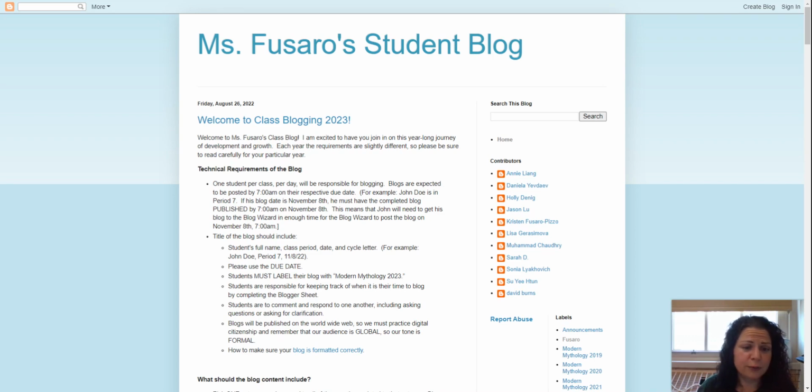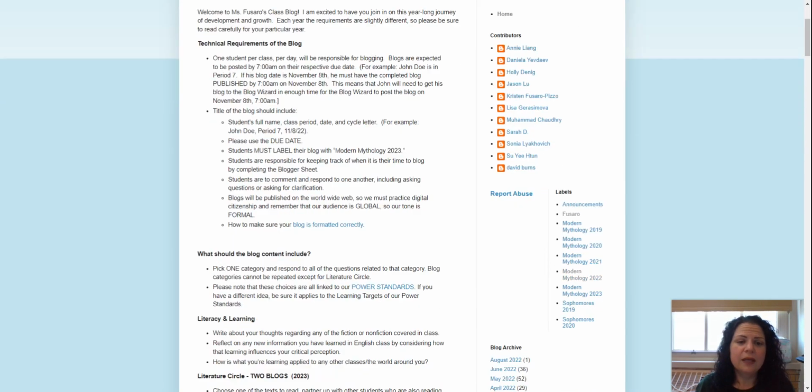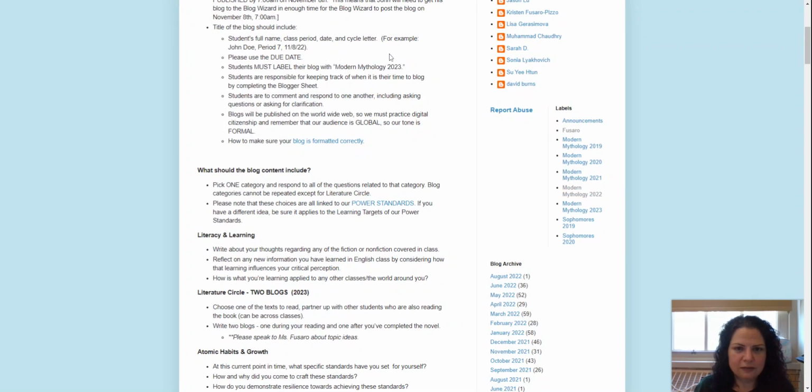So other technical requirements. The post should have the student's full name, your class period, the date that it's due. Don't worry about cycle letter. So John Doe, period 7, the date that it's due. Please use the due date, not the date that it's published, not the date that you wrote it, the date that it's due, because when I'm going through the spreadsheet, it's how I keep organized.